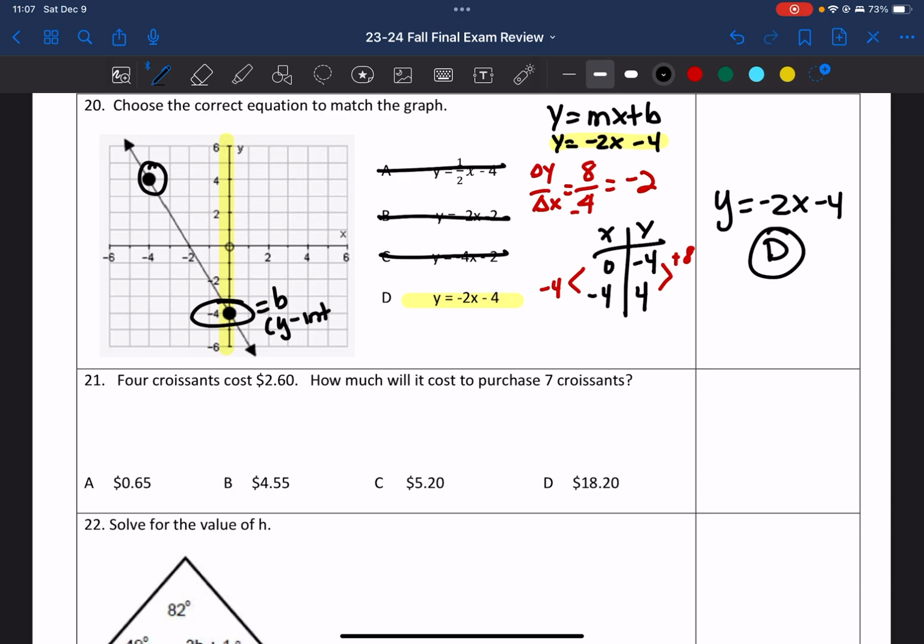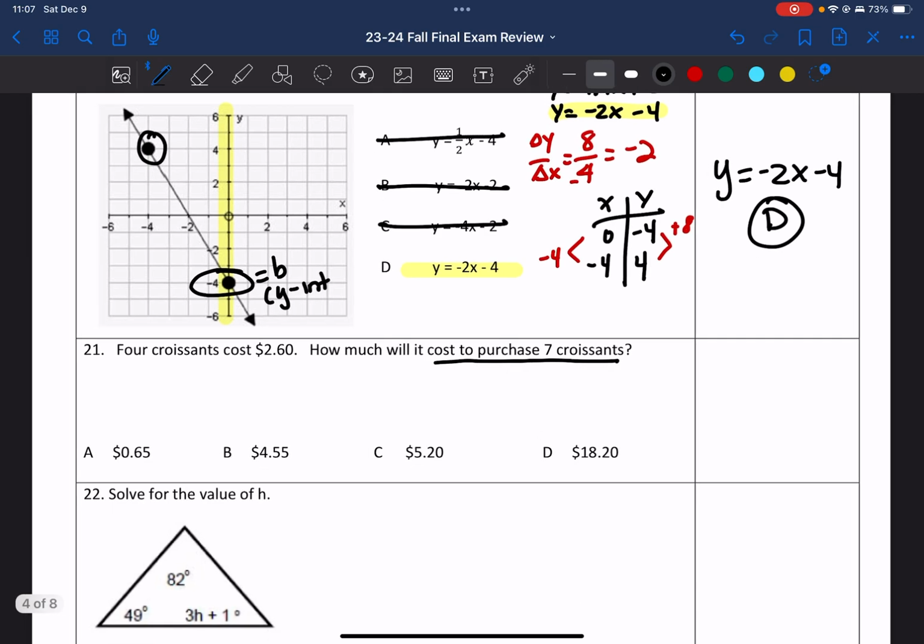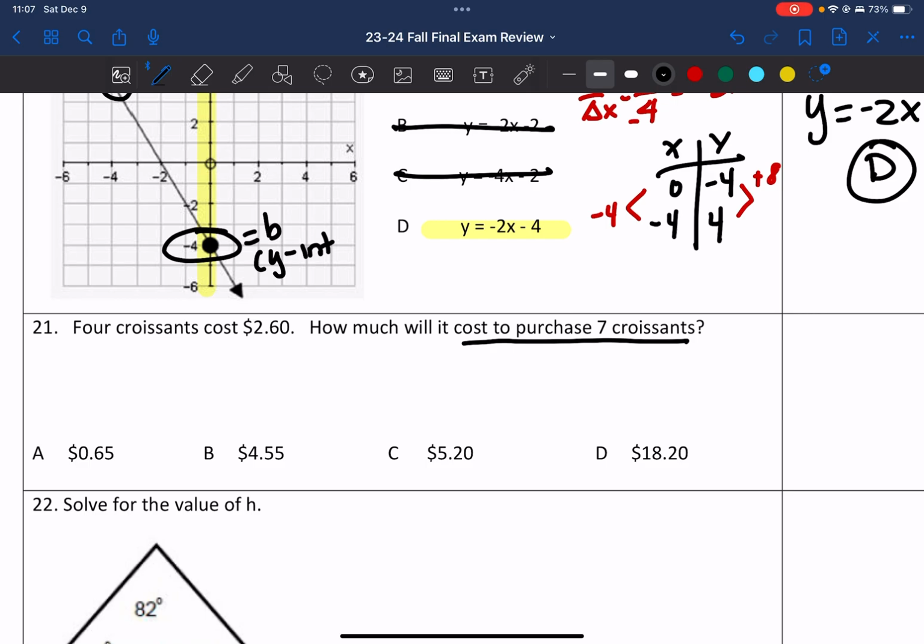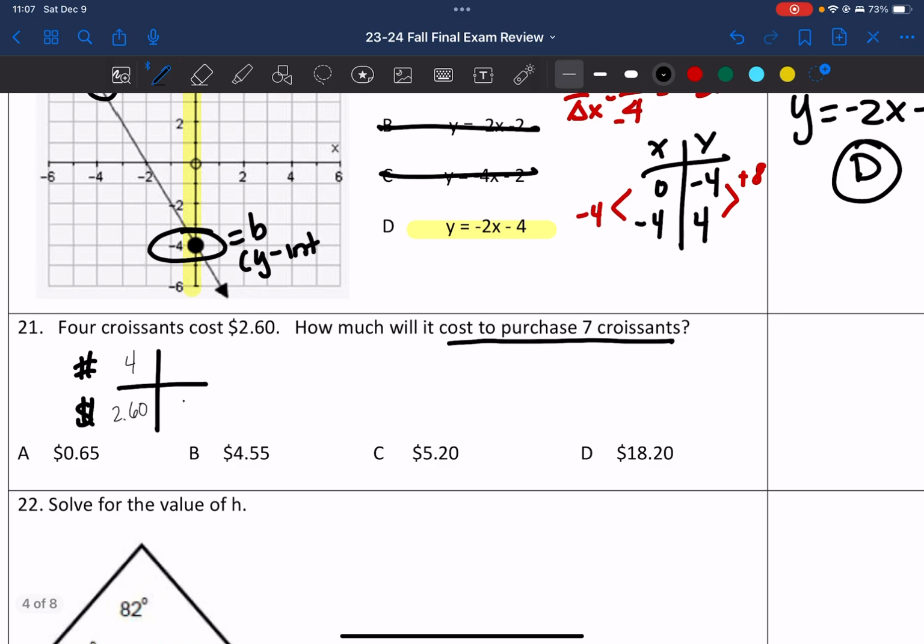So 4 croissants cost $2.60. How much will it cost to purchase 7 croissants? Okay, you can do this a couple of ways. This would probably be like a proportion. Number of croissants, cost of money. I know that 4 croissants is $2.60. I want to know how much money 7 croissants is going to cost. So here, cross multiply: 4x is equal to 7 times 2.60.